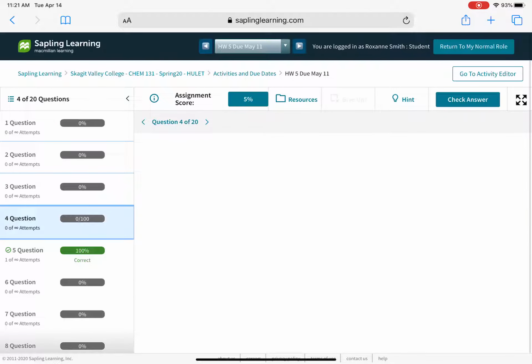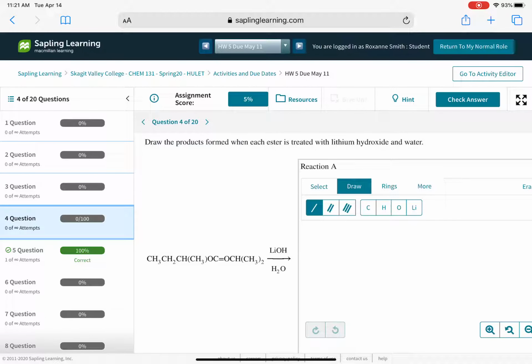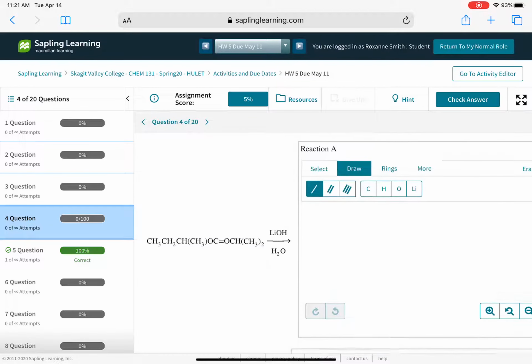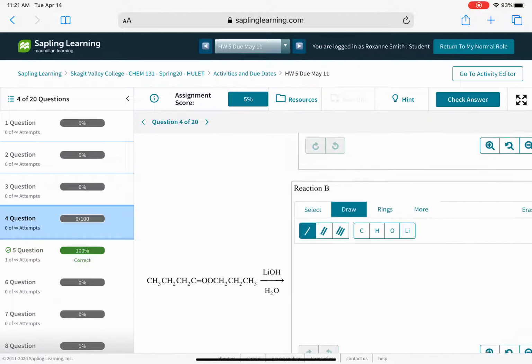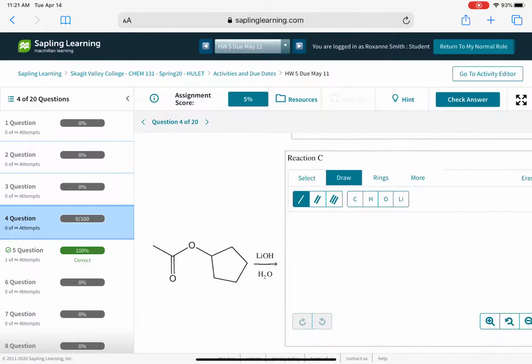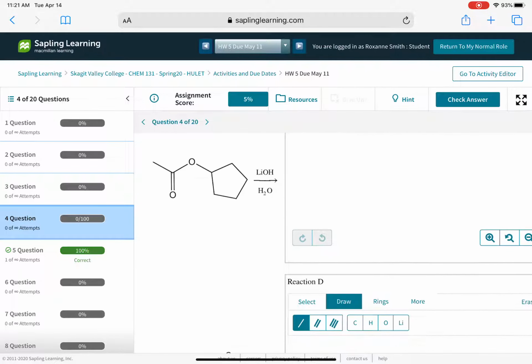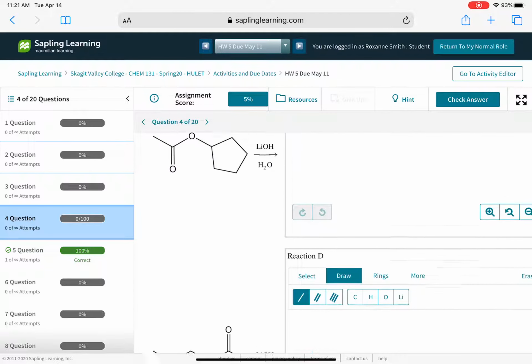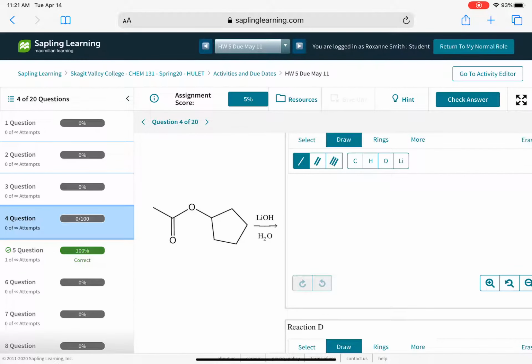And then question number 4. Here's some more condensed notation. And we have lithium hydroxide again, but with line notation that's easier to look at. So let's start with this one right here so that I can show you how you're going to put the lithium and the charges in there. So when you're drawing these, it might be easy for you to just draw that ester.